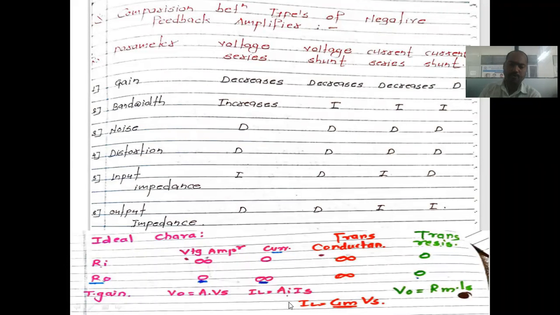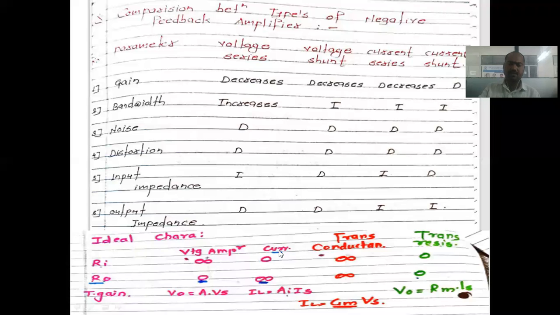The output voltage of the voltage amplifier is V0 equal to gain into input, right? This is nothing but the output of the particular voltage amplifier. The output is nothing but the gain of the particular amplifier into the input. For the current amplifier, the output current is IL, so it should be the gain into the current, right? It is nothing but the gain, indicated as AI, into IS.